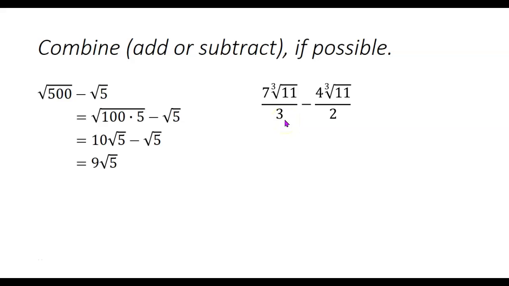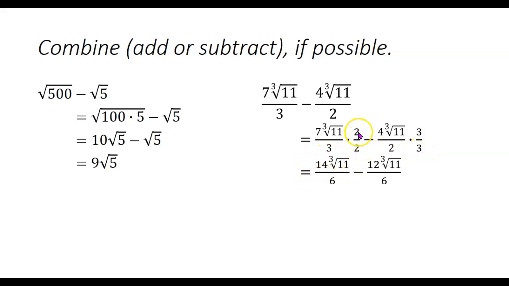So to turn these into expressions that have 6 as the denominator, I'd have to multiply the 3 times a 2, so multiply the first fraction by 2 on top and on the bottom, and multiply the second fraction by 3 on top and on the bottom. And when we do that, we get 14 times the cube root of 11 over 6 minus 12 times the cube root of 11 over 6.